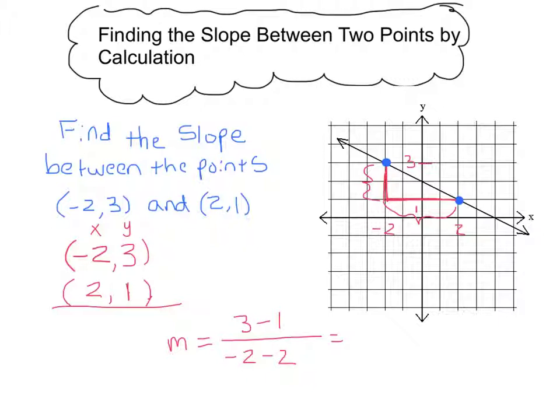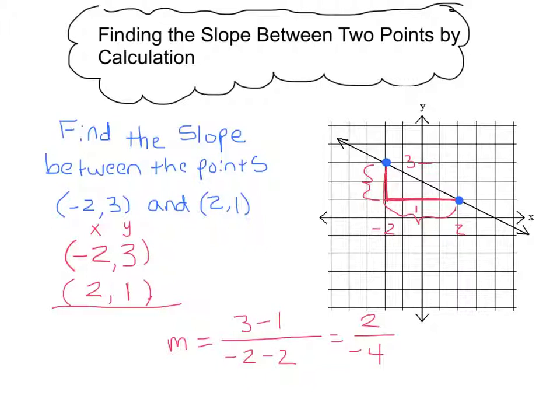But not only is it describing the distance, there's a sign indicator as well. So it is important that if I start by subtracting 1 from the 3, in other words starting at the top point, I have to make sure that when I'm subtracting the x coordinates, I also start at the top, or else I'm going to get the complete opposite of what I really want to calculate. 3 minus 1 is 2. Negative 2 minus 2 is a negative 4. And so we have the slope represented as 2 over negative 4.